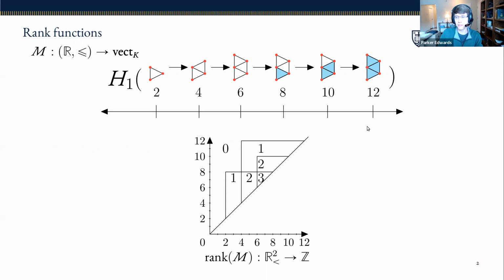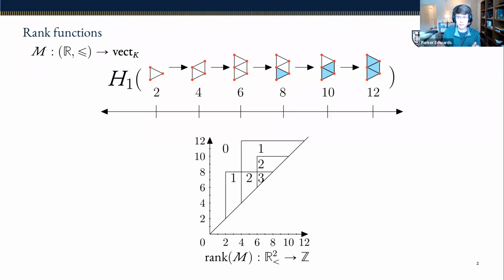And to remind you what this one parameter setting that I'm interested in talking about looks like, the objects that we'll be looking at here are going to be persistence modules that take as input real values and they spit out vector spaces. If you're a stickler for the algebra, let's call them tame. Maybe you can think of something arising from a filtered simplicial complex like this one.